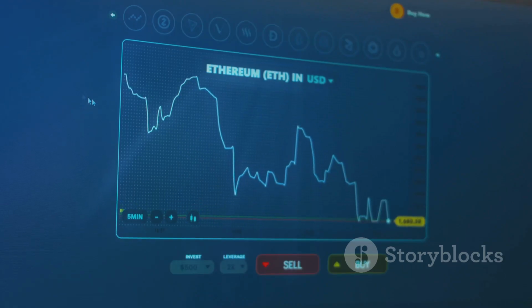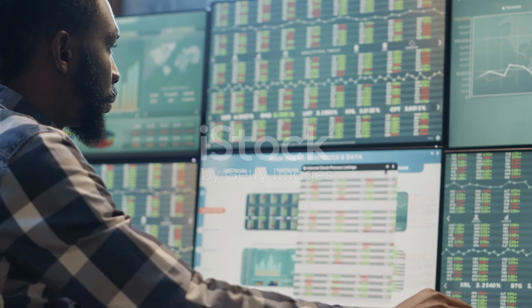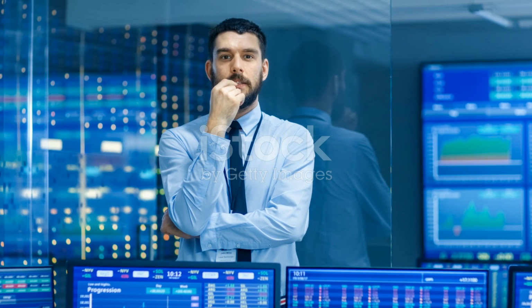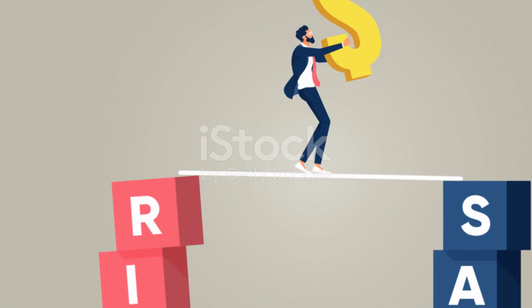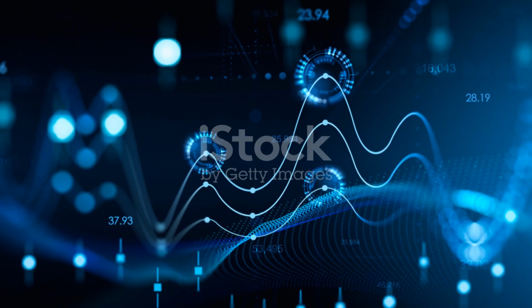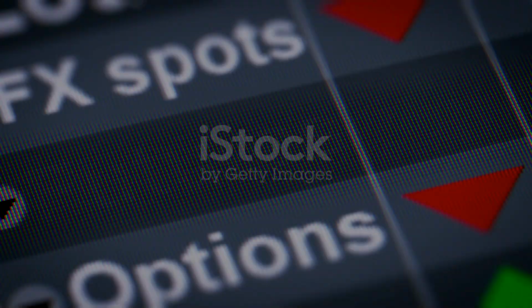Leverage allows you to control a larger trading position with a smaller amount of capital. For instance, with 100-to-1 leverage, you can control $10,000 worth of currency with just $100. While leverage can amplify your profits, it's important to remember that it also magnifies potential losses. Understanding these basic terms is like learning the alphabet of Forex trading. Once you grasp these concepts, you'll be better equipped to understand market movements, analyze trading opportunities, and make informed decisions.